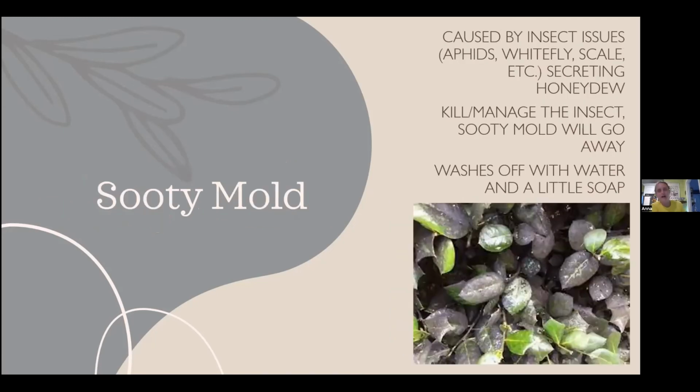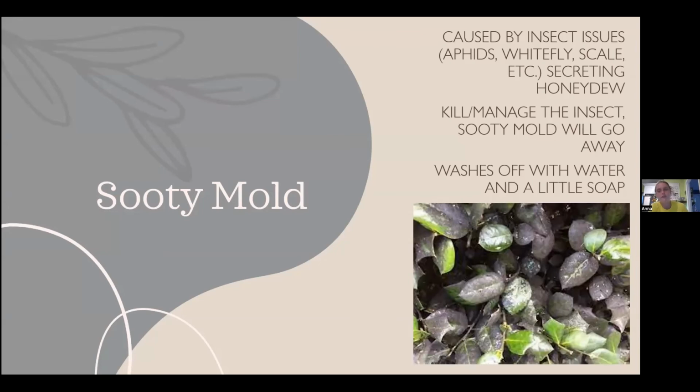Sooty mold. This is one that pops up a lot this time of year. It's actually not even a disease, it's a secondary condition that follows insect feeding. So any insects with piercing, sucking mouth parts might be feeding on your plants, like aphids or whitefly or scale. They're going to be secreting, or pooping out, honeydew, so sugar water basically. And that sugar water grows this sooty mold, or this black mold, on the leaf surface or your car or whatever is beneath where those insects are feeding and secreting that honeydew.